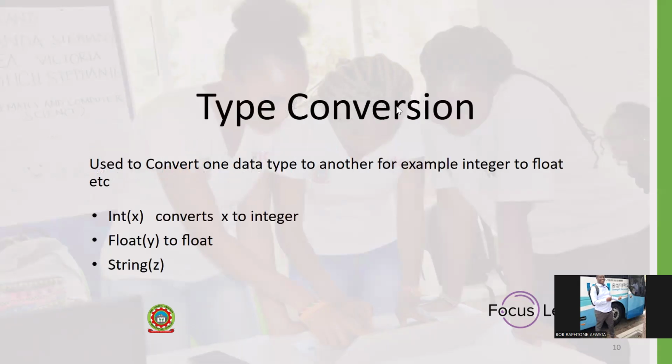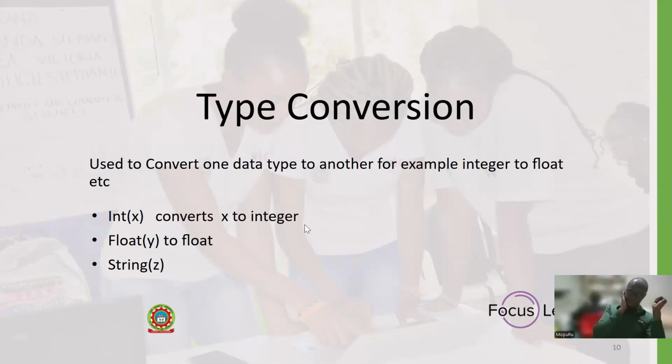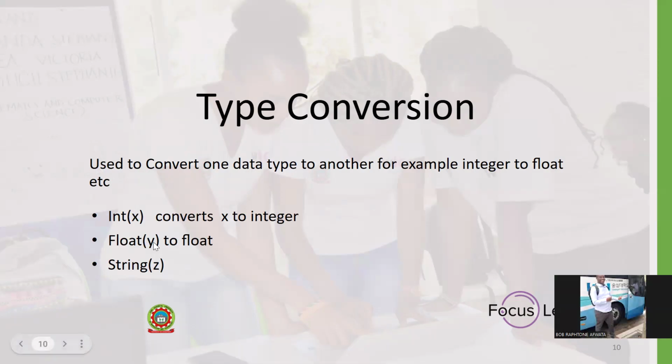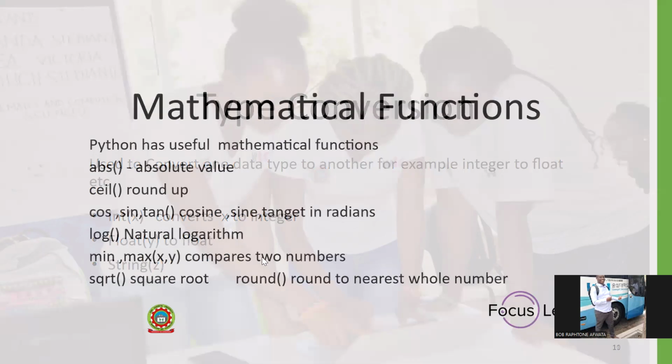So there is what is called type conversion. It's used to convert one data type to another. For example, when you say int x, it converts x into what? An integer. Are we together? If you say float y, it will convert whatever y was into a float. Then string z also converts it into a string. Even char converts it into a character, but char is normally not very okay. Then we want to learn about mathematical functions.